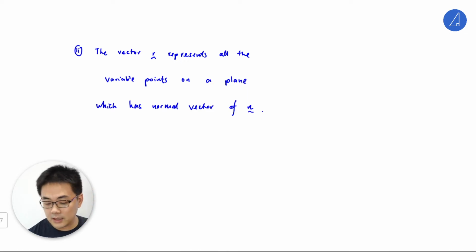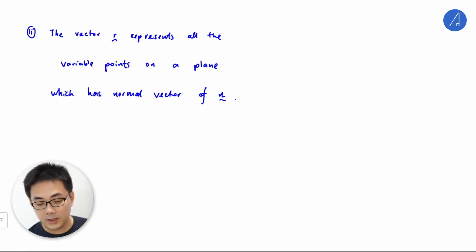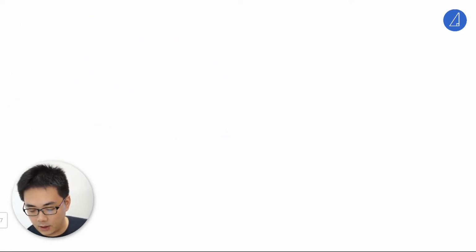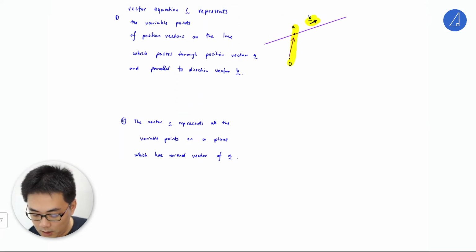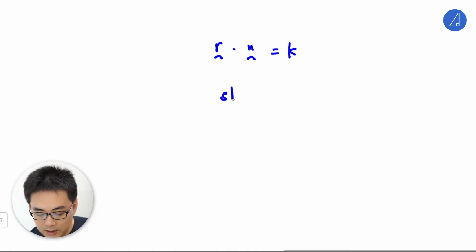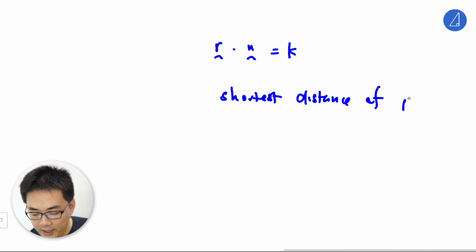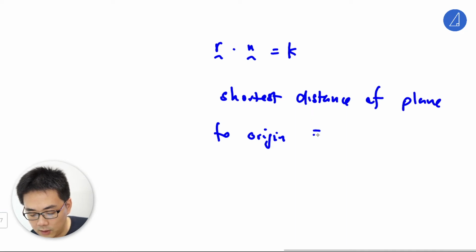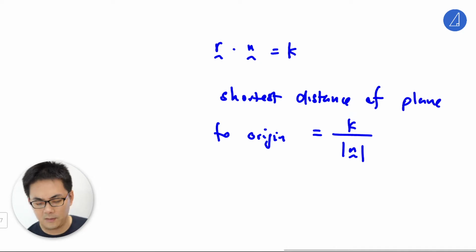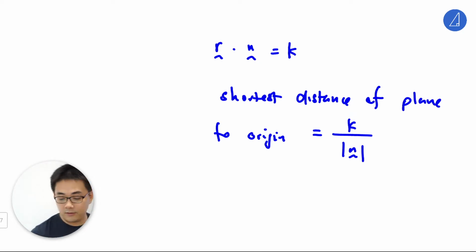Okay, the other 2 marks come from how you explain d. How do you explain d? So refer to the summary notes. I'll just write this somewhere. If say you have a plane equation of r dot n equals k, okay, the shortest distance of the plane to the origin is actually equal to k over mod n. Yeah, this is the formula you have to know.